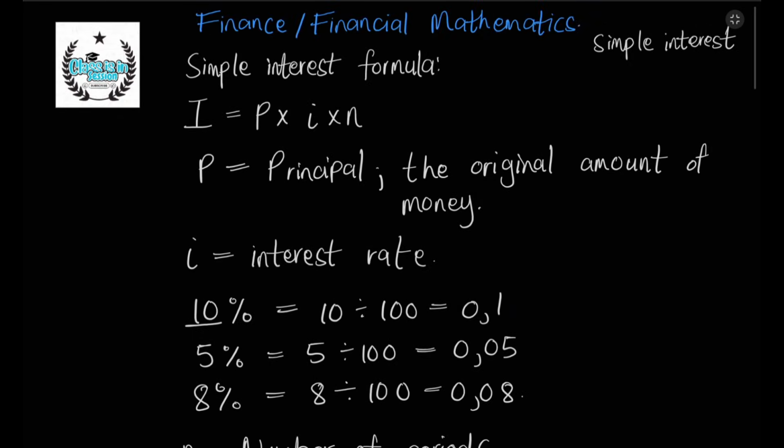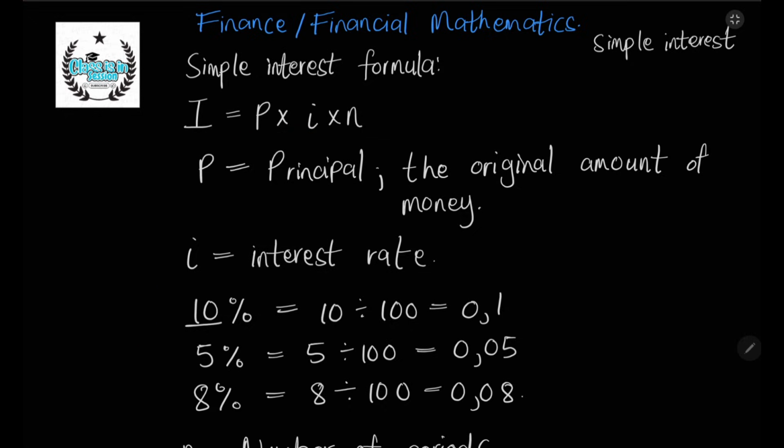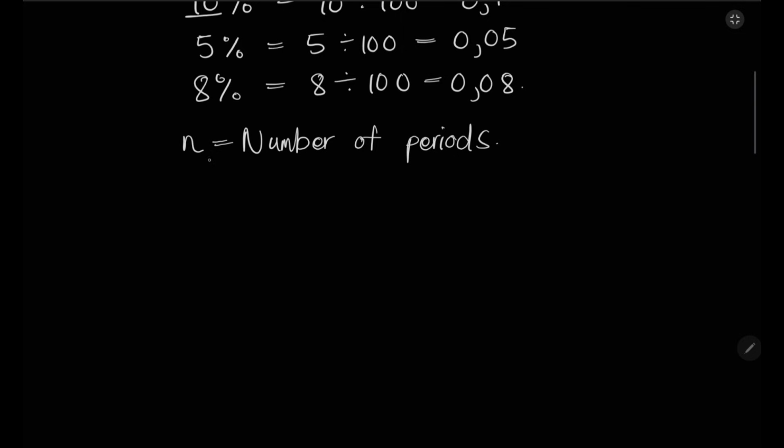And I want you guys to know something. P times I times N gives you the interest. Not the final amount. Okay, it gives you the interest. So once you've calculated the interest, the final amount is the P, which is your principal amount, plus I, which is your interest.